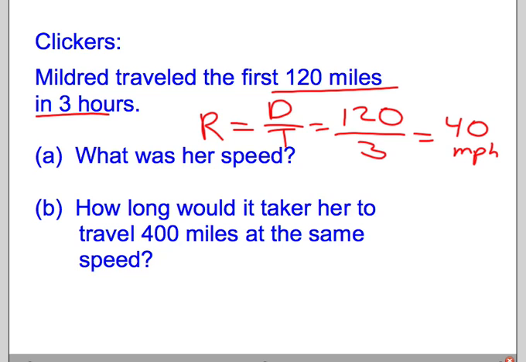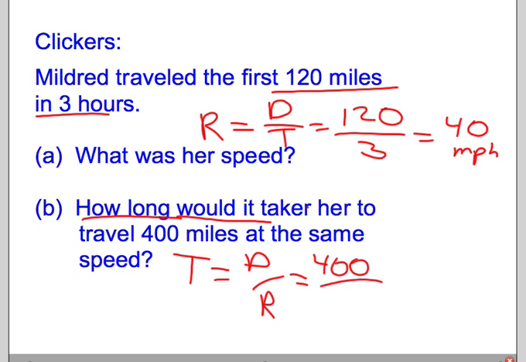How long would it take her to travel 400 miles? How long would it take? And that "taker" is spelled wrong, but it's time. Okay, time is equal to distance over rate. The distance was 400 miles at the same rate as we had on the previous problem of 40. Cancel your zeros. 40 divided by 4, all of you know that to be 10, and we're in miles per hour, so that would have to be hours.